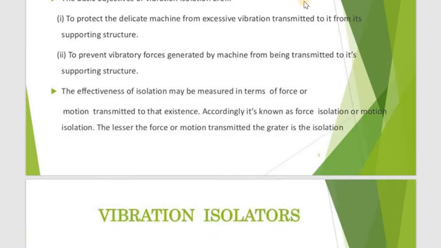The efficiency of an isolation may be defined in terms of force, or the isolation can be of two types: force isolation and displacement isolation. That is, either the force transferred can be reduced or the displacement transferred can be reduced.